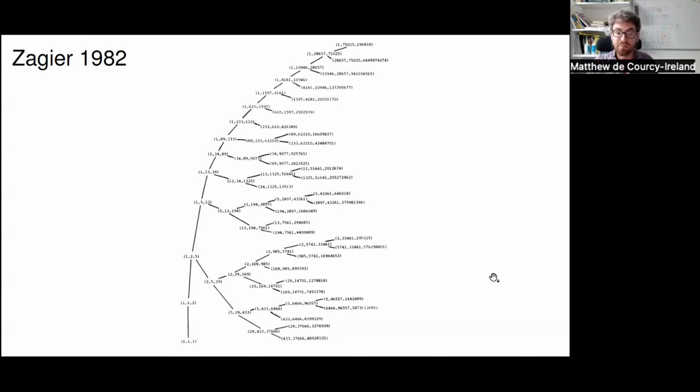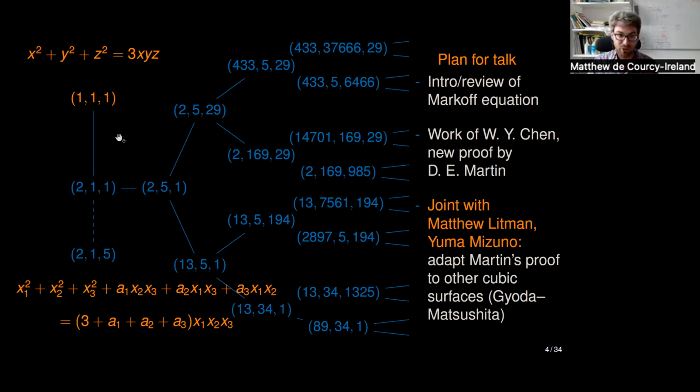So here is a picture by Don Zagier that I like very much because he drew the tree as if it's blowing in the wind. This is not so easy to do even today, and he did it in 1982. I'll say more about this paper in a moment, but here's the tree in a bigger font again. Sum of squares equals 3 times product, 1, 1, 1, and then a whole slew of other solutions.